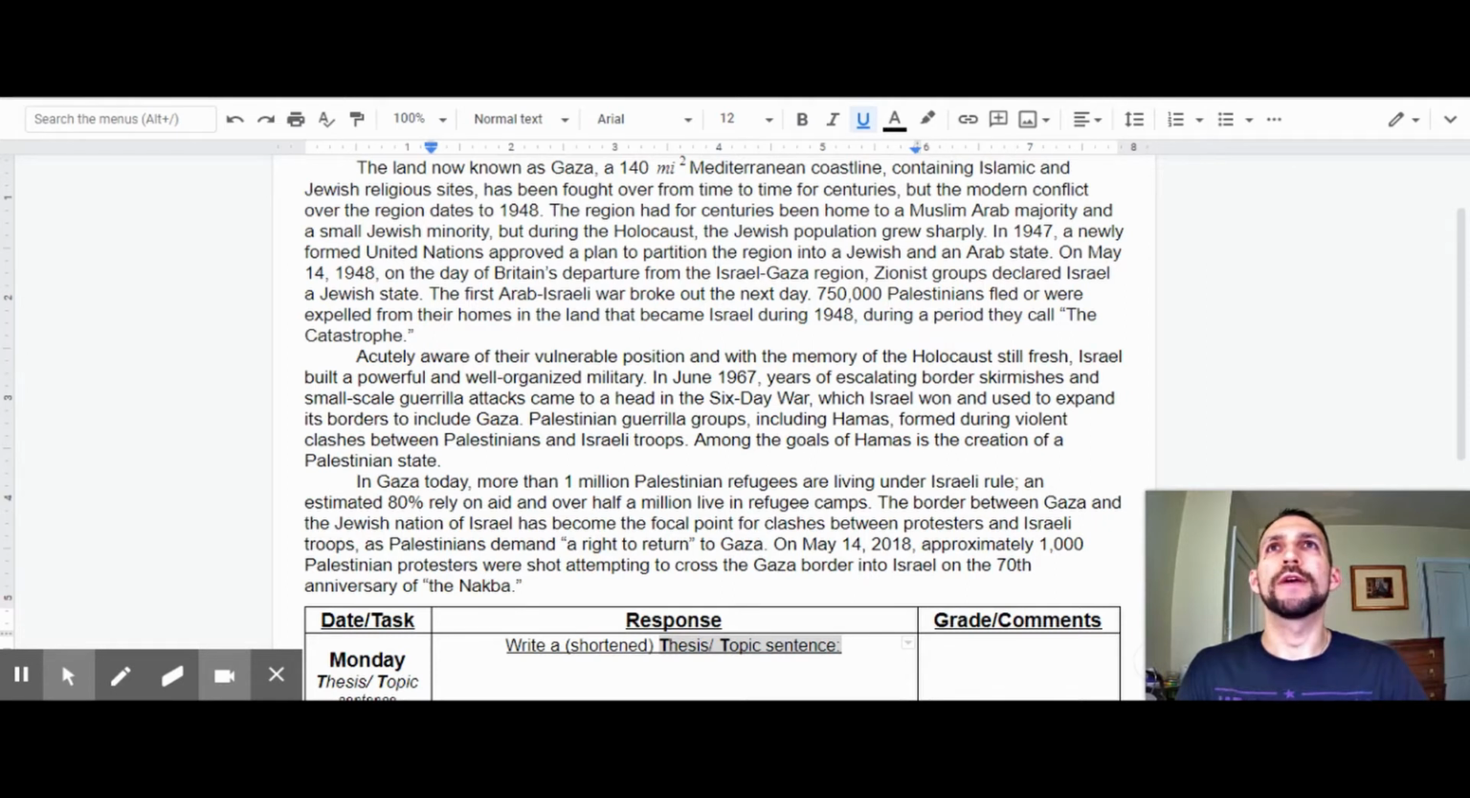Land now known as Gaza, a 140 square mile Mediterranean coastline containing Islamic and Jewish religious sites, has been fought over from time to time for centuries. But modern conflict over the region dates to 1948. The region had for centuries been home to a Muslim Arab majority and a small Jewish minority. But during the Holocaust, the Jewish population grew sharply.